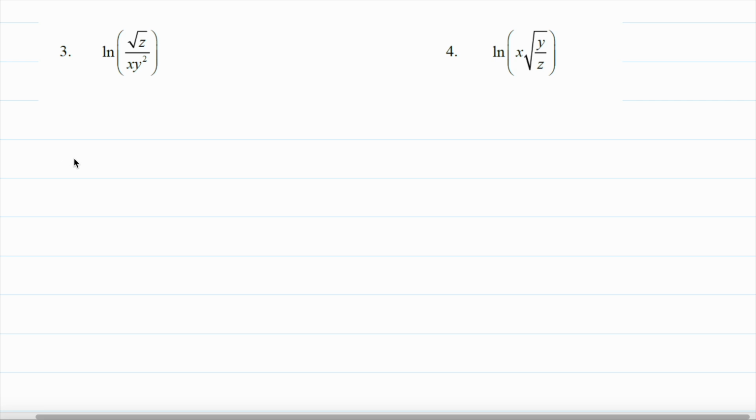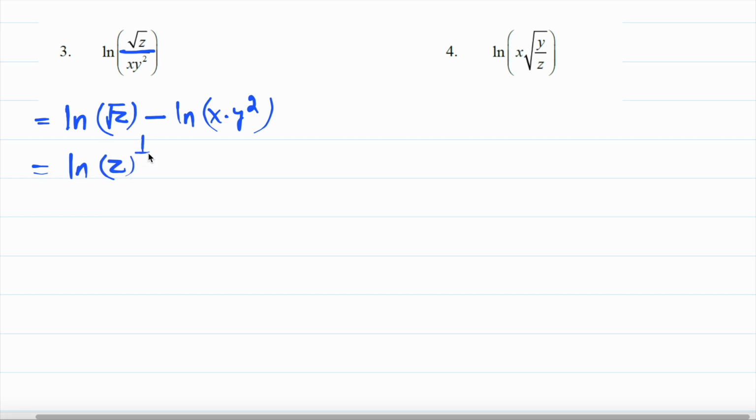So I can go to the next questions, question 3 and 4. Let's try question number 3 now. We have natural log, and because of this division we can use the second property, in which it will be natural log of square root of z minus natural log of x y squared. Now we can write natural log of square root of z as z power 1 over 2, and we can also use the first property, log of m times n, here, which will be natural log x plus natural log y squared.